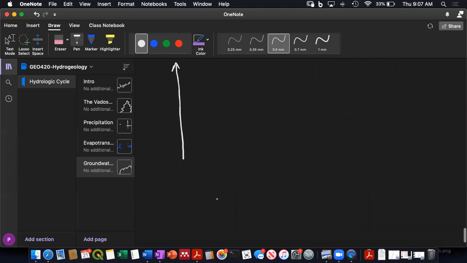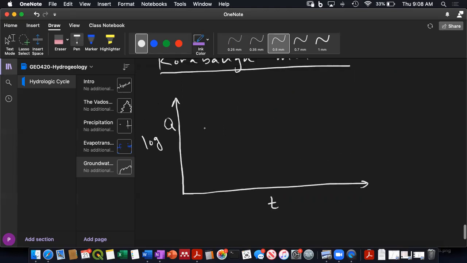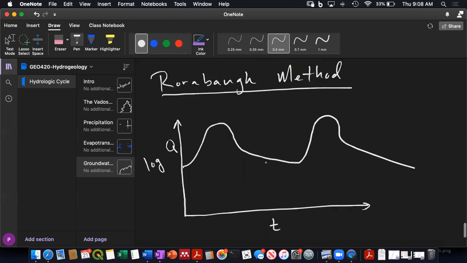The basic idea is that we have a plot, the log of the discharge versus time, right? And it's going to look like something like this. All right, and we've got these two straight line sequences. And if I was taking my time a little more, those ought to be the exact same slope.